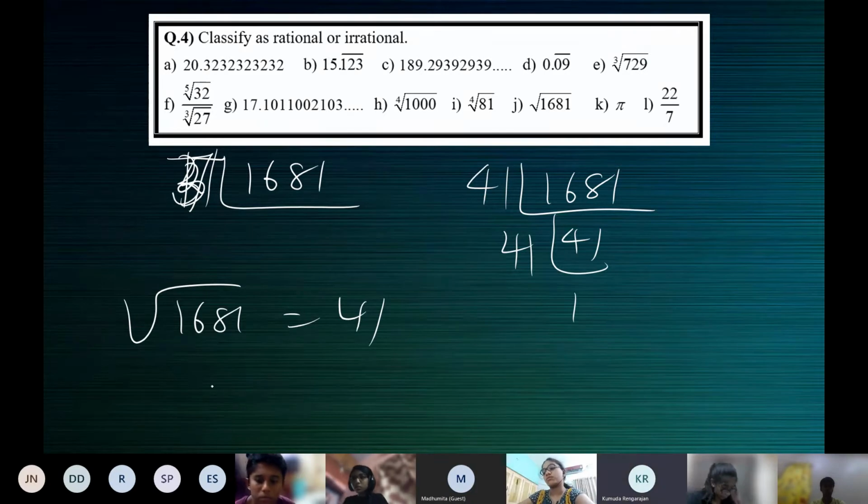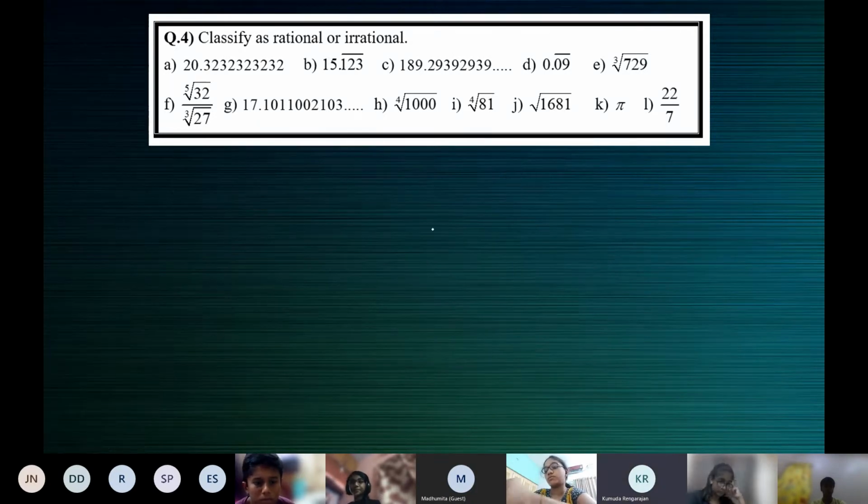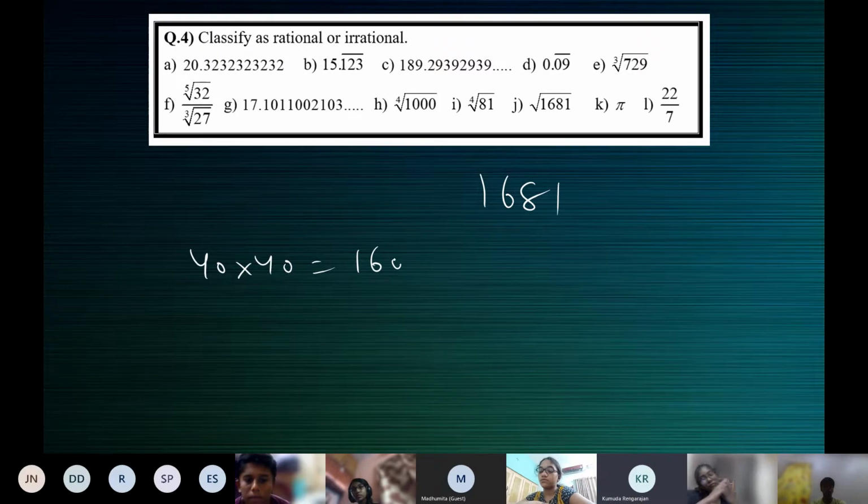You can also guess it, children. Guess meaning? 1681 lies between what? 40 into 40 is 1600.